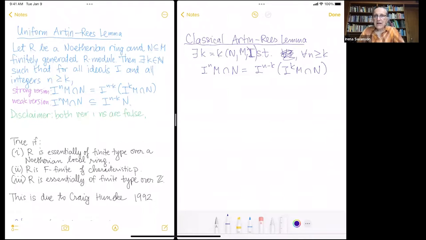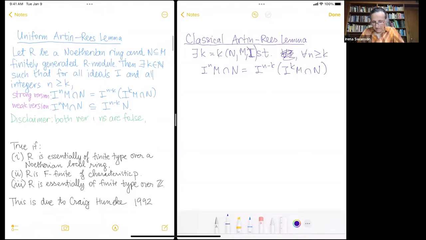Well, this classical Artin-Rees lemma is already powerful, but why would we want to have this uniform version where K doesn't depend on I? Well, the first time this appeared in print, but only as a question, was in a paper of Eisenbud and Hochster.